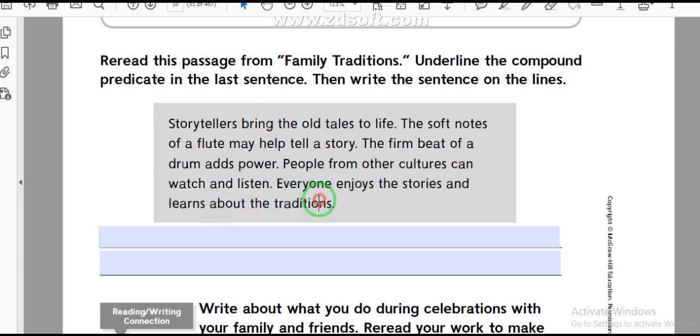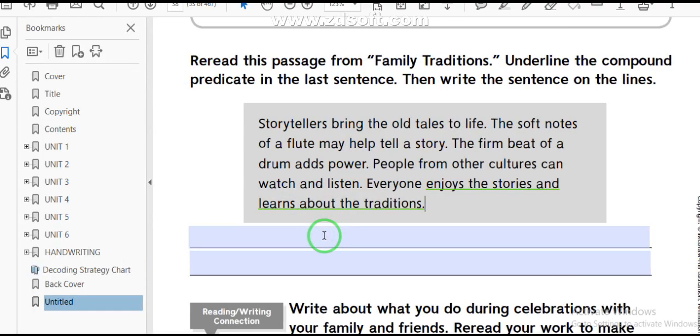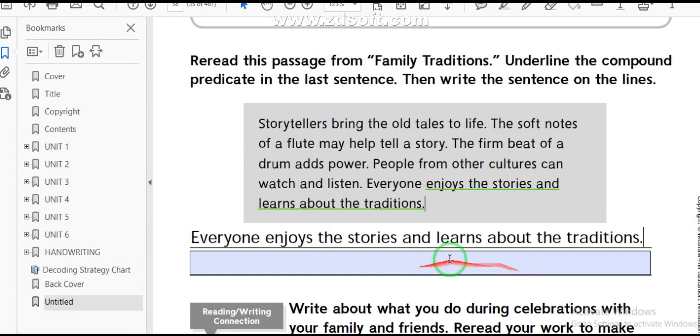Where is and? Did you see and? So we have two predicates here. Enjoys the stories, and what do they do also? Learns about the traditions. So we have two predicates, two actions, right? So this is a compound predicate because we have two predicates. So we should underline it. Enjoys the stories first, and learns about the traditions, the second predicate. We should write all of the sentence on the line, as they said. Okay, I wrote all the sentence on the line.